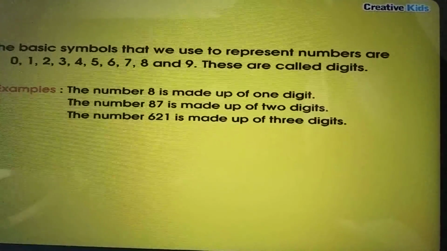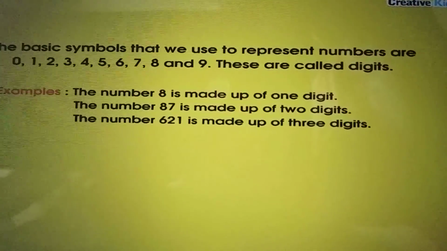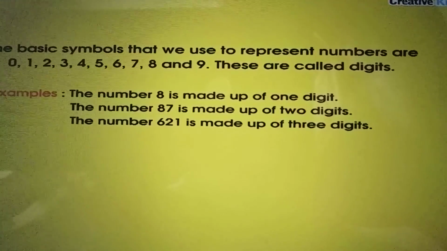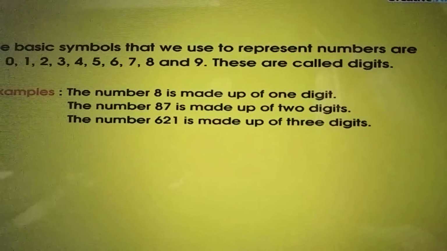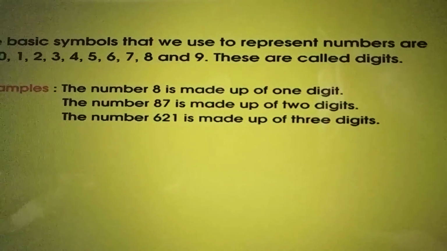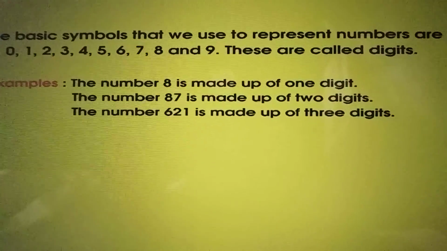Examples: the number 8 is made up of one digit. The number 87 is made up of two digits. The number 621 is made up of three digits.